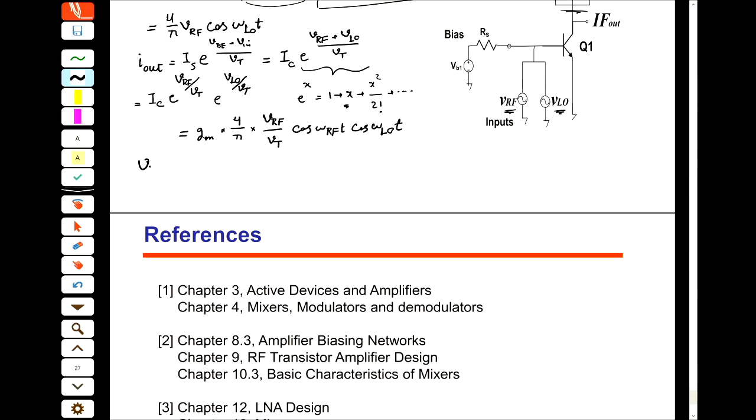And then the V out is I out RC, and then the gain or the conversion gain of conversion equal to GM 2 over pi multiplied by RC divided by VT.